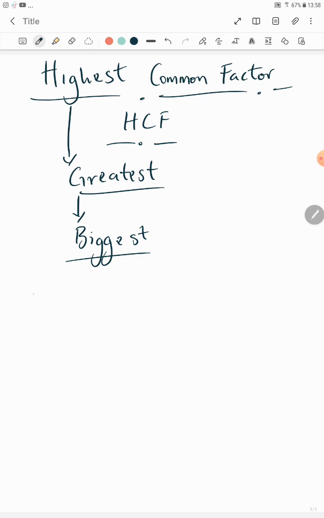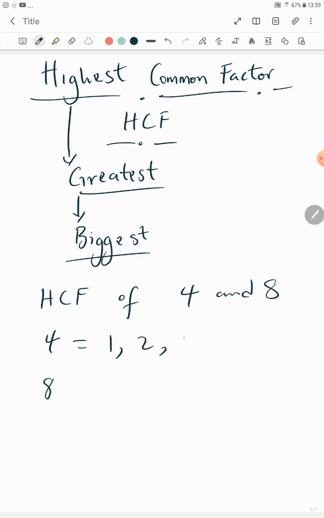Let's say we are being asked to find HCF of, let's say, 4 and 8. So they want us to find the highest common factor of 4 and 8. We are using the word factor. If we list out the factors of 4, they are 1, 2, and 4 itself. And the factors of 8 will be 1, 2, 4, and 8 itself.